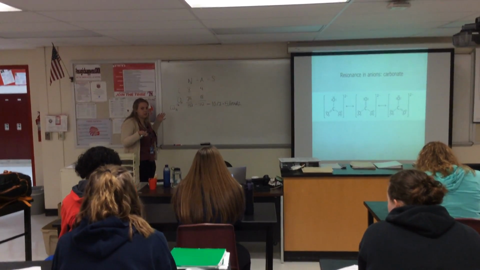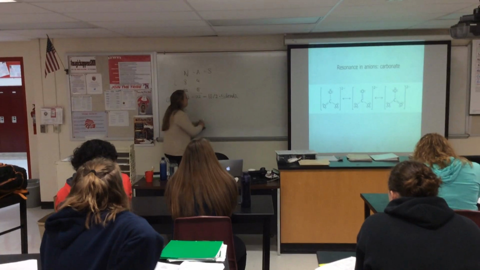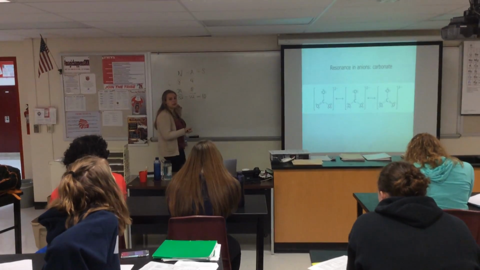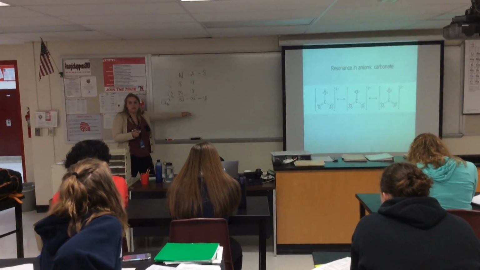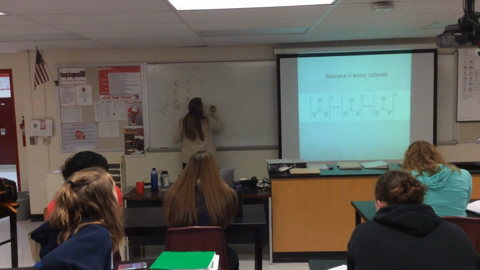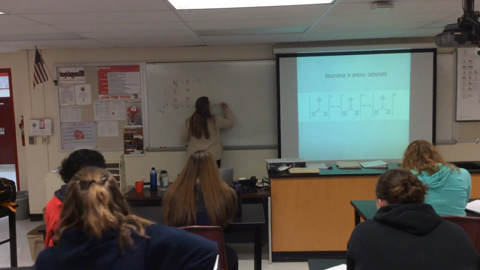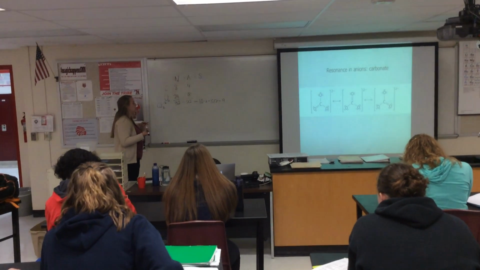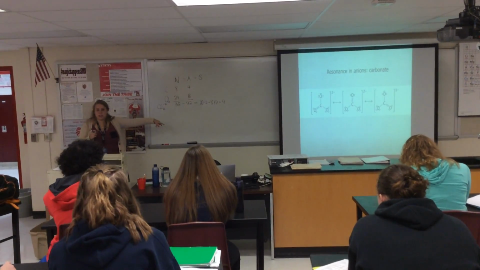Carbonate has a negative charge. So what you have to do is take those 2 electrons off of the total amount that can be shared. So 10 minus 2 equals 8, divided by 2 equals 4. Alright, so now we have 4 bonds that we can share.